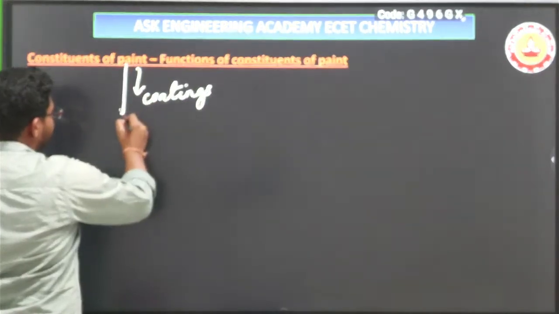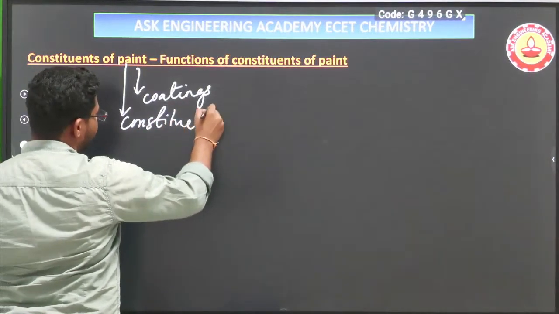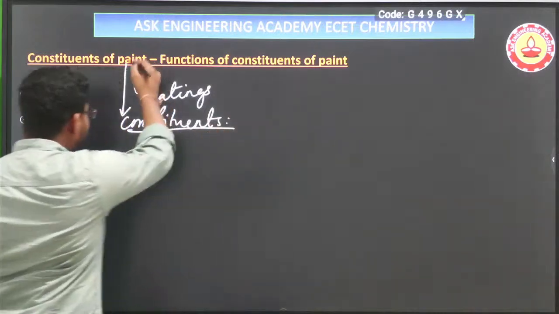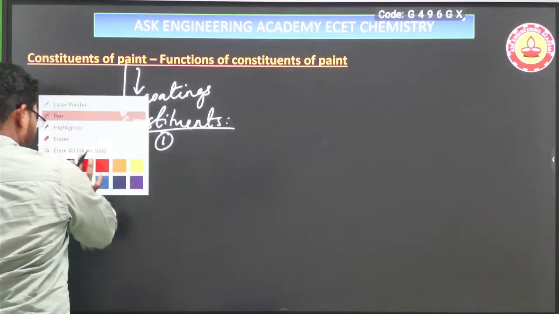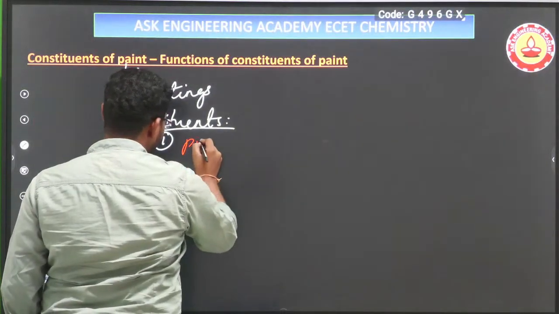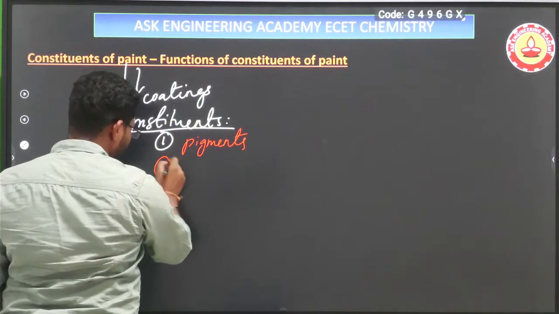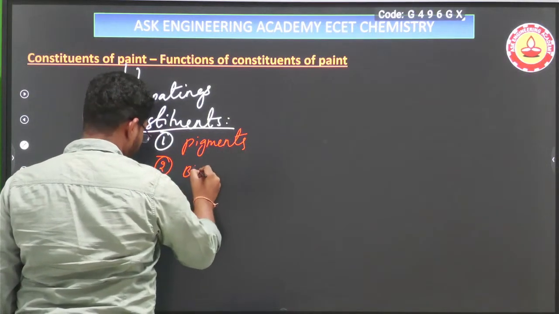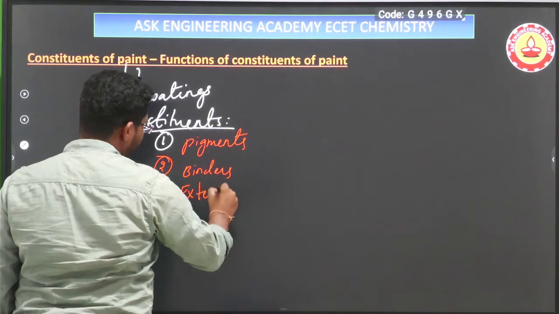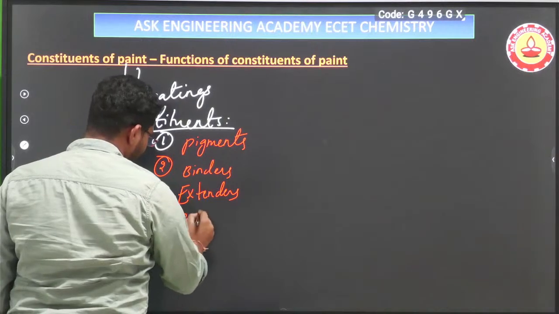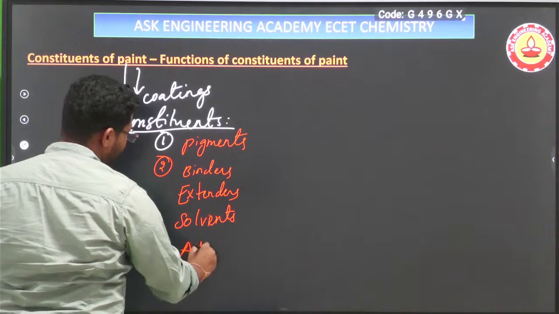Generally, what are the constituents of paint? What is the composition of paints? Generally, paints include different types of components. They include pigments, binders, extenders, solvents and additives. These are the constituents paints are generally composed of.